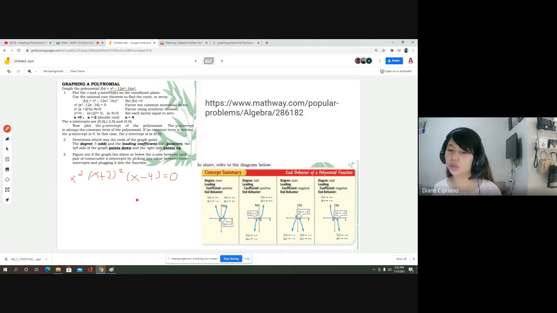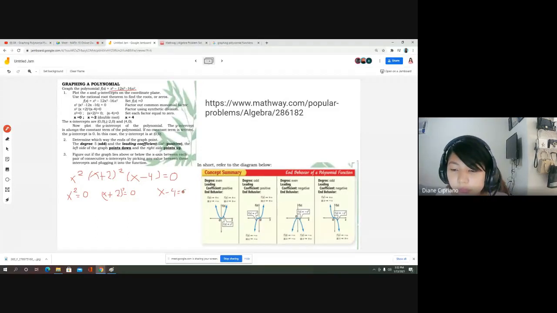You need to get the zeros of all the terms. Okay, so in getting the values of the zeros, all you need to do again, katulad ng ginawa natin sa slide number 3, is just to equate all the equations to 0. So we have here x squared is equal to 0. And then the next term we have x plus 2 squared is equal to 0. And x minus 4 is equal to 0. Okay? So therefore, we can now simplify all the terms.